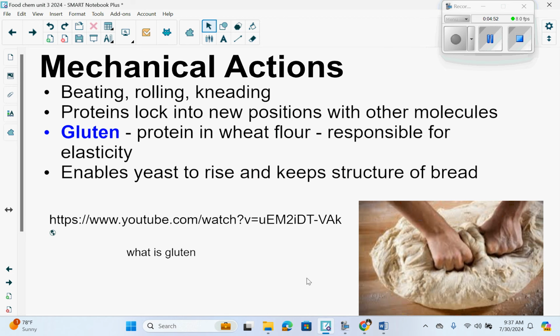Mechanical actions. Beating, rolling, and kneading, often of dough, right? Proteins lock into new positions with other molecules. Gluten is the protein in wheat flour, and it's responsible for the elasticity in your doughs, right? It enables yeast to rise and keeps the structure of bread.